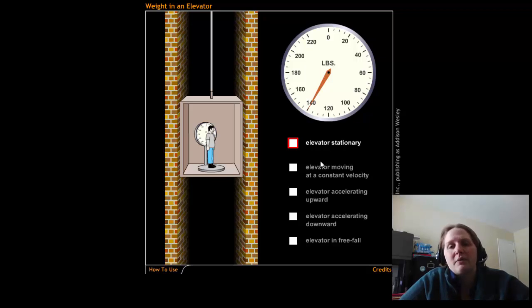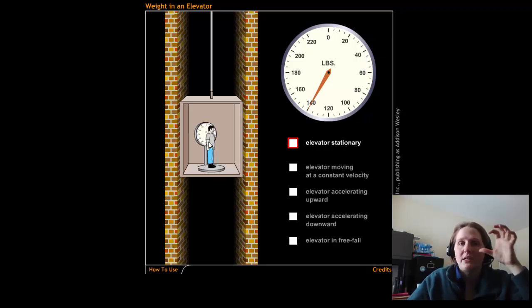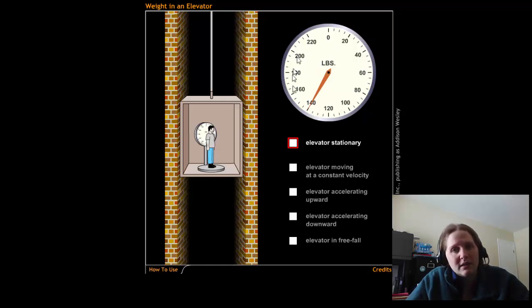Weight can be a little bit tricky. So we've got this little cartoon of a guy in an elevator. He has a certain amount of mass. His mass will not change throughout this whole animation. His mass is constant, but his weight can change based on the situation. So right now his weight in pounds reads 140. He's standing on a scale. The elevator is stationary. He weighs 140 pounds.